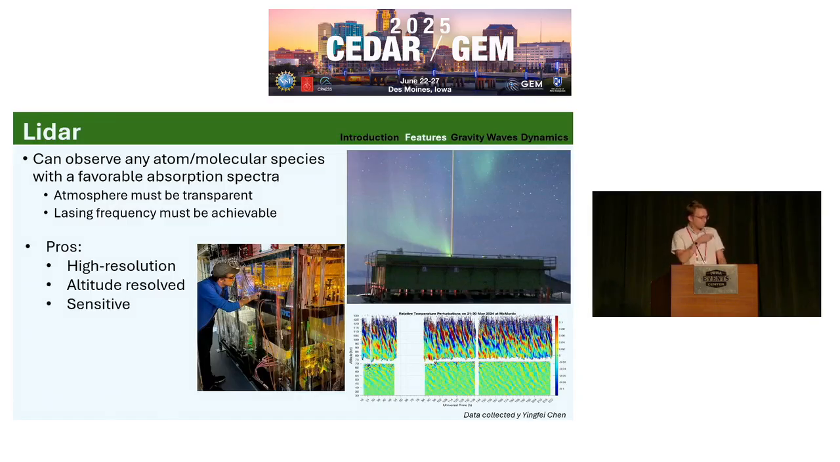Like I said, the pros are very high resolution, which gives you altitude-resolved measurements of whatever you're studying, and it's also very sensitive, so you can use it to study very sensitive things like these metal layers I mentioned. If you look at the picture in the bottom right, you can see some LiDAR data collected by Yingfei Chen. He's one of our students, and he's in here somewhere. You can see the gravity waves in this, which I'm going to talk about in a few slides.